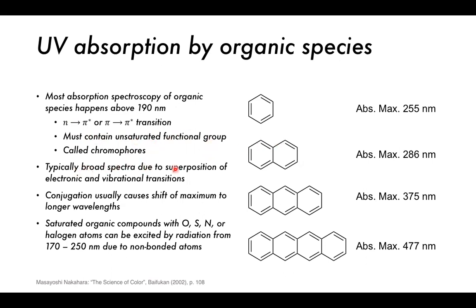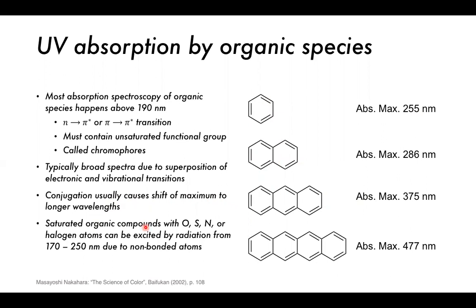Typically, broad spectra are caused by the superposition of electronic and vibrational transitions. Remember that within our electronic energy levels, there are vibrational and rotational energy levels, and those are accessible so long as you have sufficient energy. That causes a complication of the spectrum. Conjugation usually causes a shift of the maximum to longer wavelengths. You can see here that we've increased the conjugation by adding extra rings, and the wavelength has gotten progressively longer.